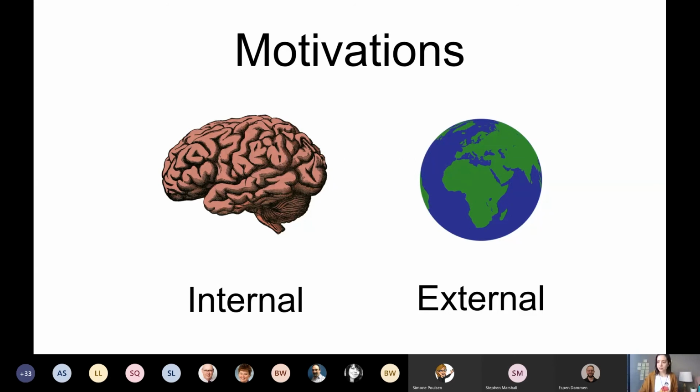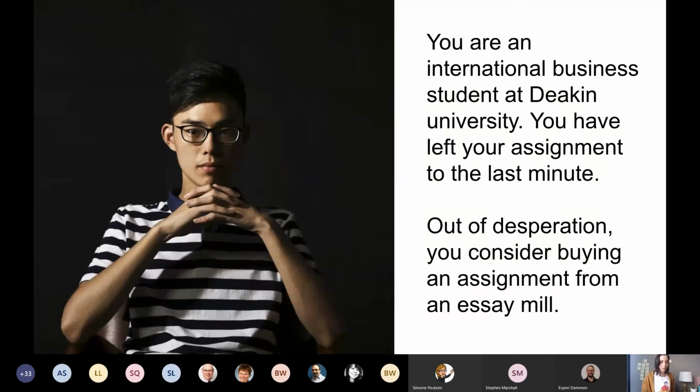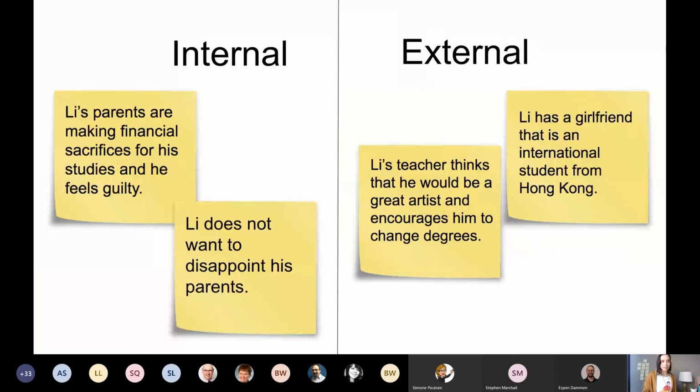What I've decided to do is go with my main character. His name is Lee, so I've named him. This is one I've pre-baked earlier. He's in a bit of a sticky situation. He's thinking about buying an essay from an essay mill. Let's take a little journey inside of Lee. Let's look at his internal and external motivations.